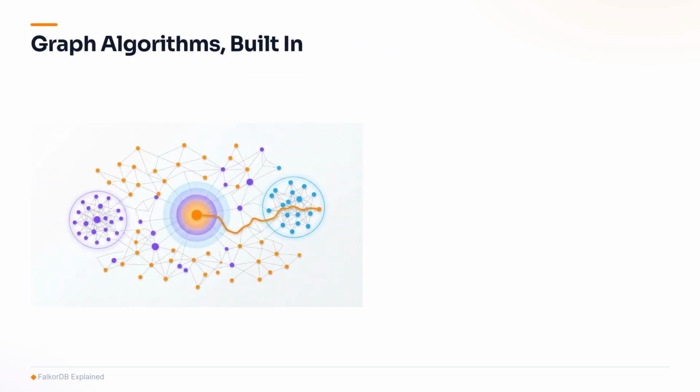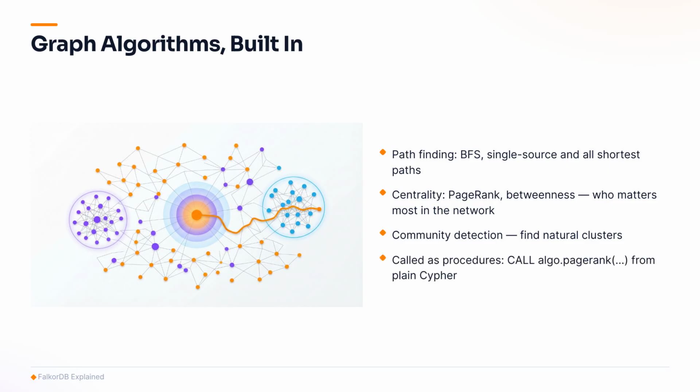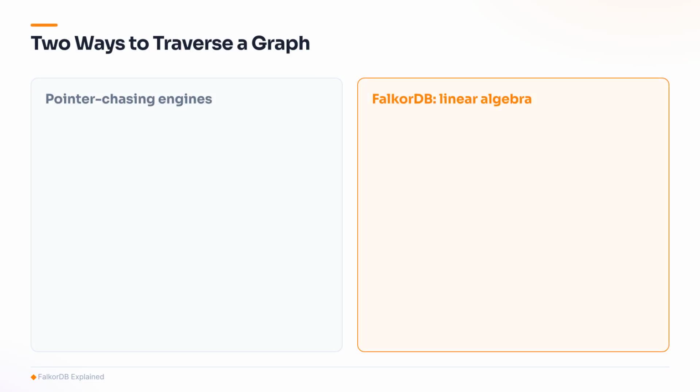FalkorDB also ships classic graph algorithms as built-in procedures, callable straight from Cypher. Pathfinding gives you breadth-first search and shortest paths, the backbone of routing and dependency questions. Centrality algorithms like PageRank and Betweenness tell you which nodes matter most in the network, and community detection finds the natural clusters hiding in your data. Because they run inside the engine, on those same sparse matrices, they're fast, and there's no data shipping to an external analytics system.